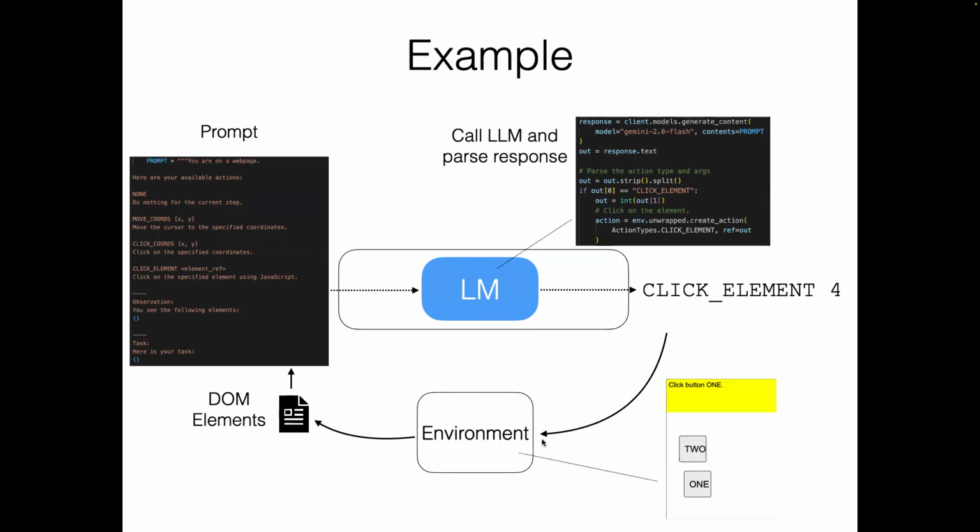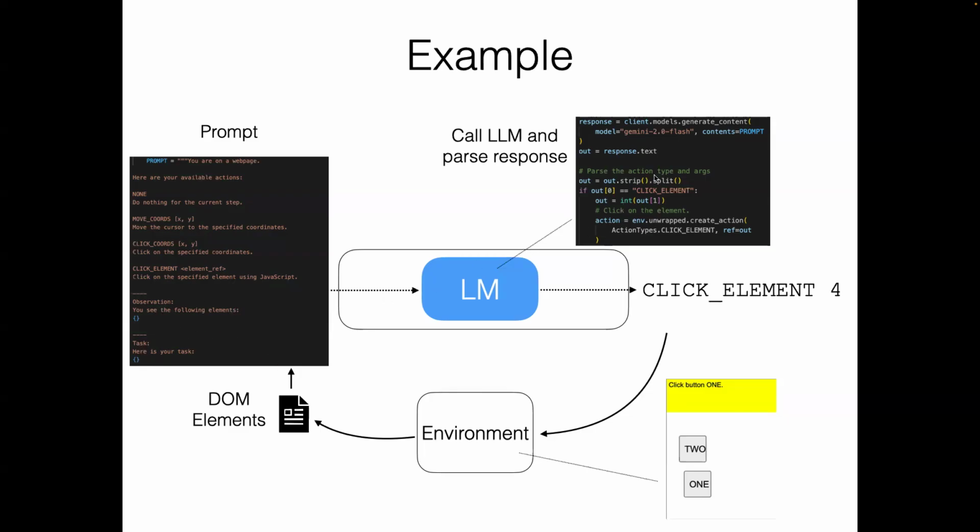So here's the full picture. You again have your environment. And now since it's just a text model, we represent the page as this JSON that I showed you before. Then we have a prompt, and it's kind of small. It's just one that I wrote. It says, you're on a web page. Here are your available actions, and you describe the different actions. You see the following elements as the observation, and then task, here is your task. And the environment can give you this text as text, so you can just put that into the prompt.